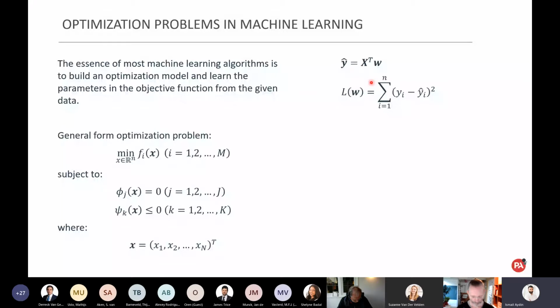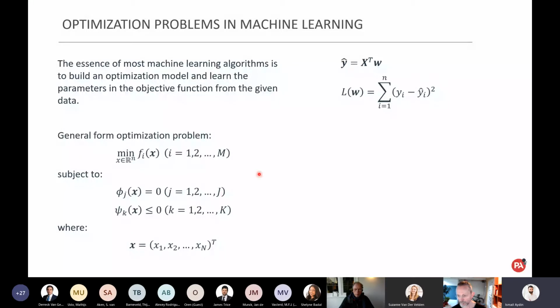So we can generalize the optimization problem as the one you see at the left side over here. We have an objective function, like in this case the loss function, that we try to minimize or maximize. That objective function is subject to some constraints. We have J equality constraints and K inequality constraints, where X is our input vector. This is the most general form of optimization problem that you can define.